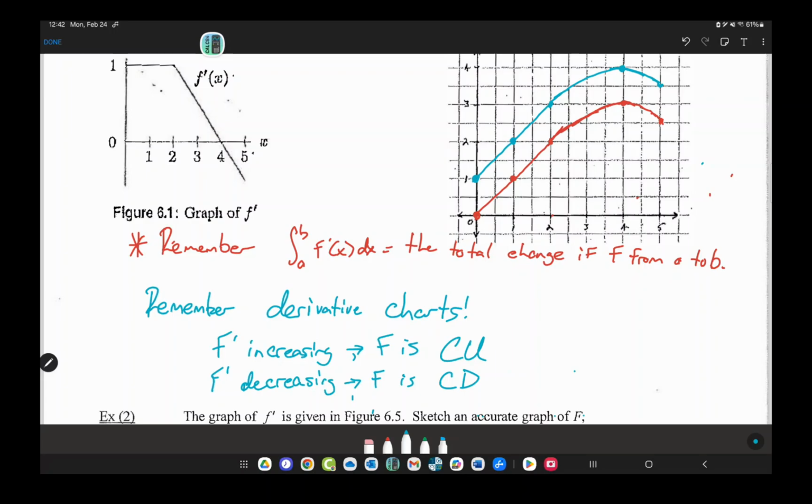Okay. And as we can see, f has a max where f prime changes from positive to negative, which we can see right here. This is a max.